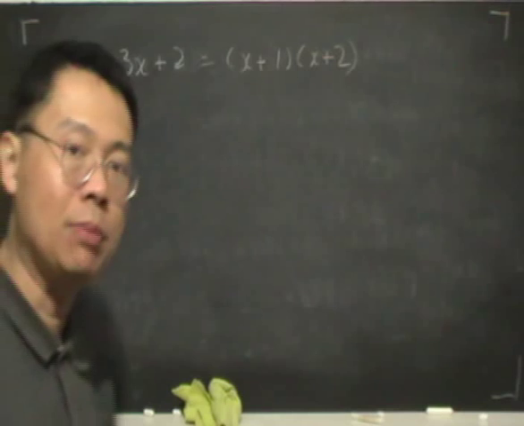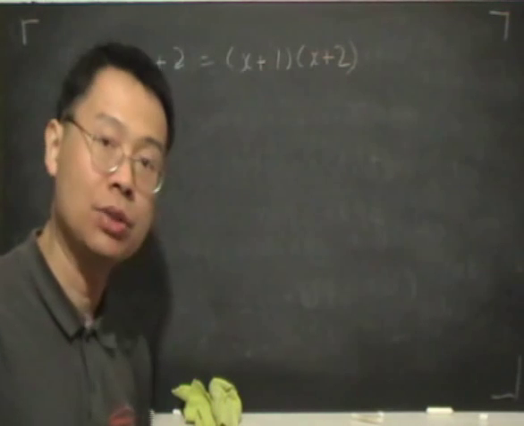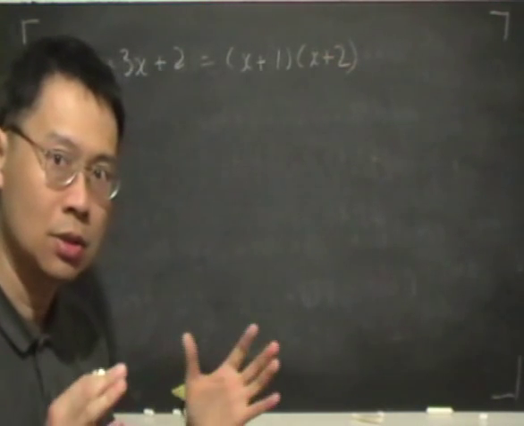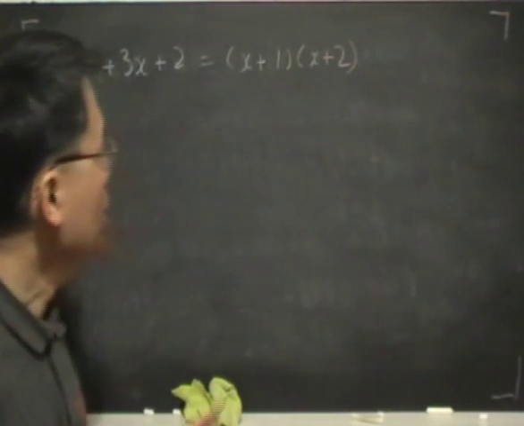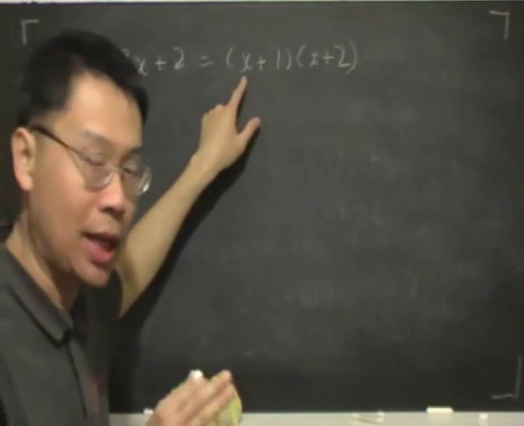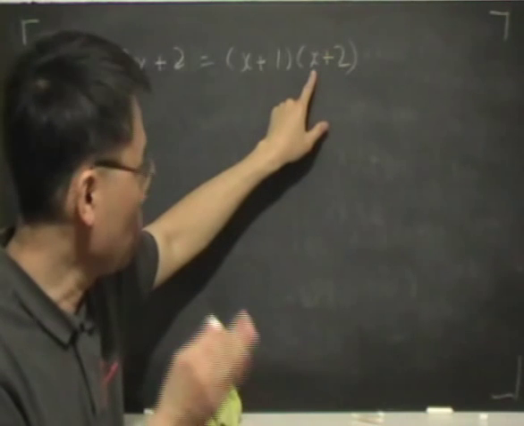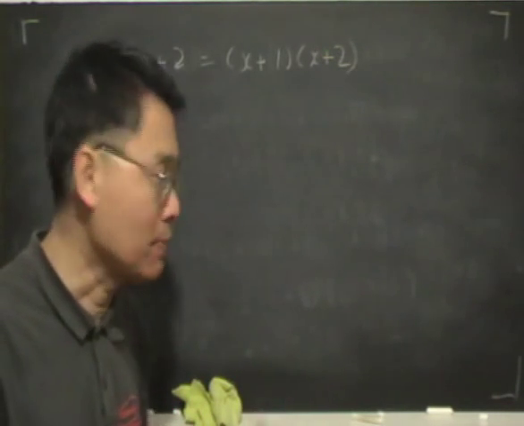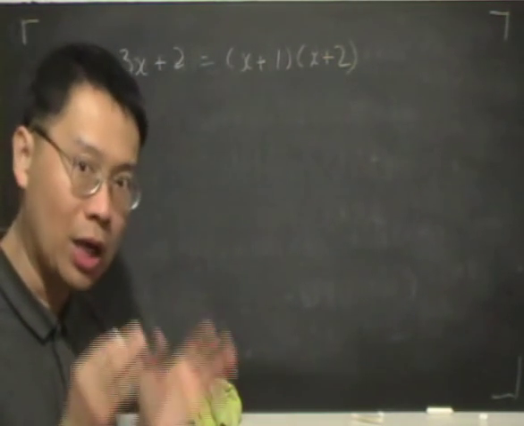Now, to explain the method, let's take a look at the answer again before I clean it off. In this answer, notice the pattern. First of all, there are two brackets, and then in each bracket you have a term in x. In this case, it's just x plus a number. In the other bracket, you also have x plus a number. So this is the pattern that we're going to use to help us find the answer.